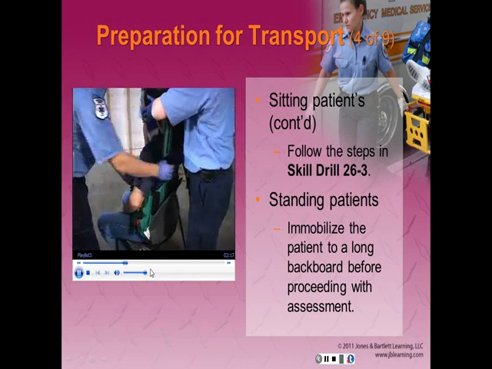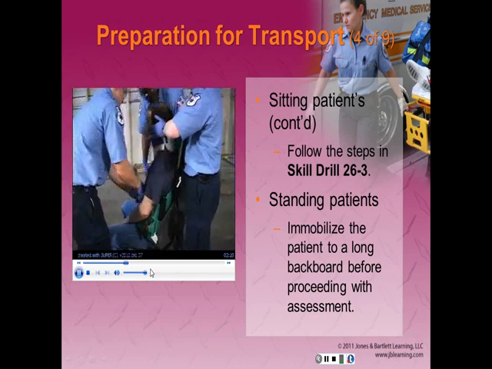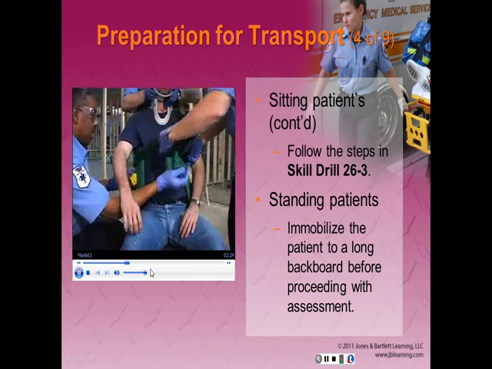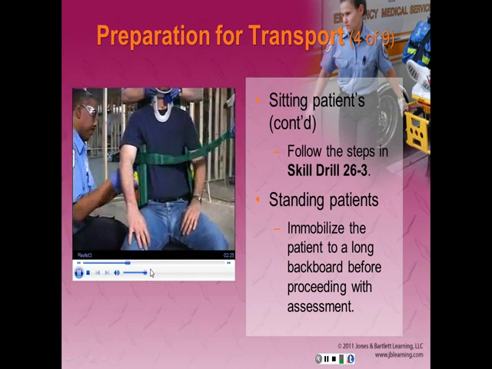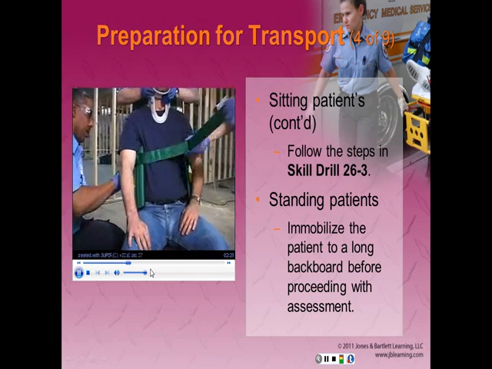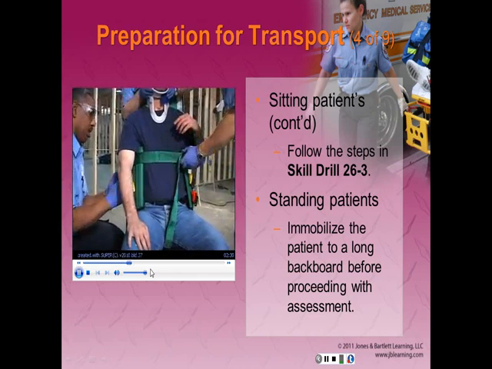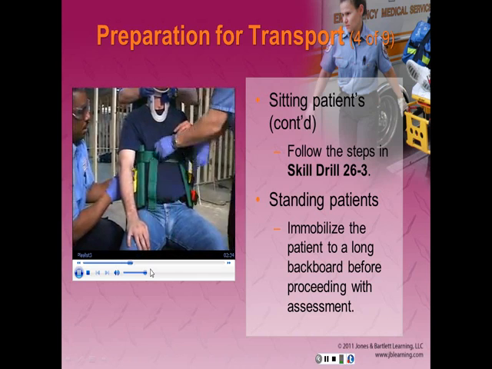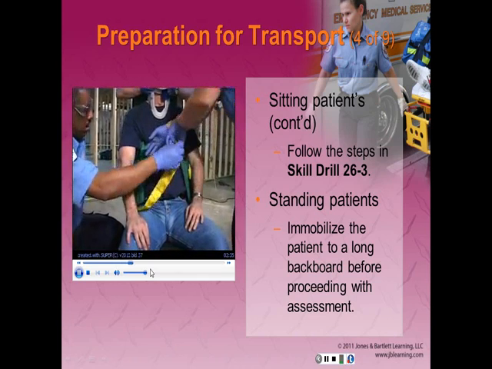Bring the side panels up into the axilla as high as possible without impeding circulation through the axillary artery. Instruct your partner to move the patient back into position against the back of the seat. Begin strapping the short device to the patient's chest.